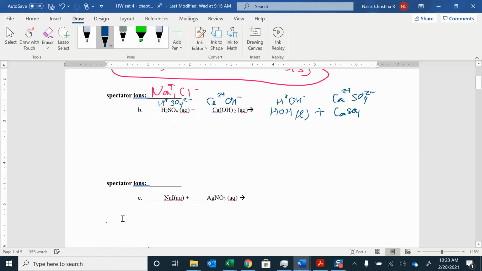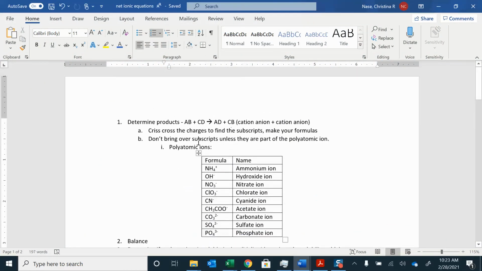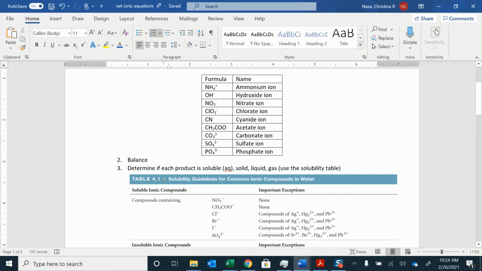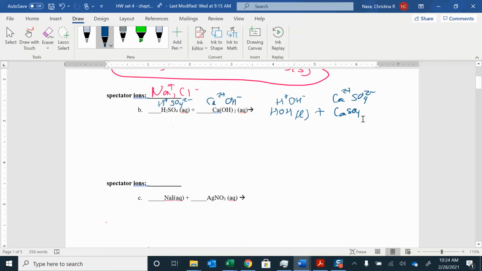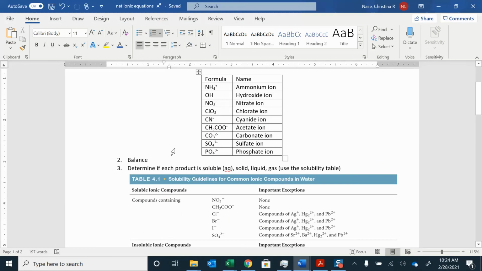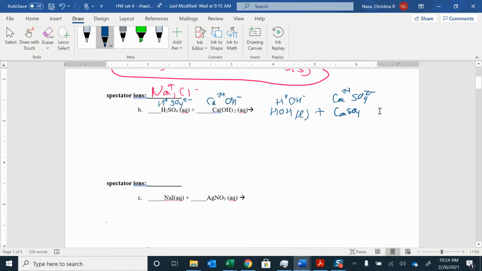Good. So let's go back to our list of rules. We were at cation, anion, cation, anion. We crisscrossed, we found our subscripts, so we made our formulas. We didn't bring over any subscripts unless they're part of the polyatomic ions. So the 4 of the SO4 came over because it's part of the sulfate. Now we're going to balance, and then we'll determine states. I already did part of this. I recognized that water was a liquid, so I just kept that. And then we'll use the solubility table to figure out calcium sulfate.